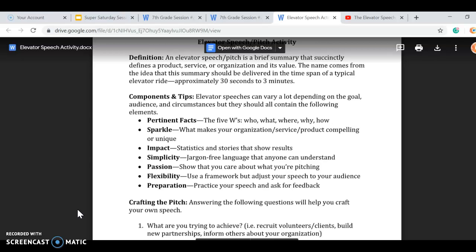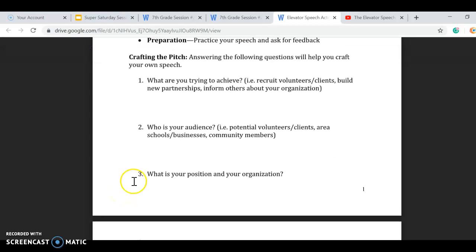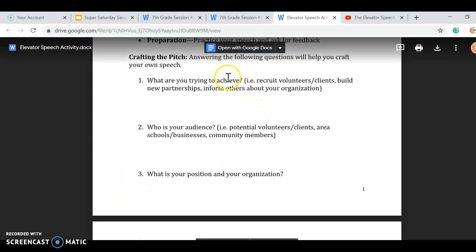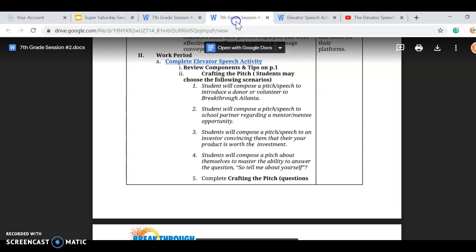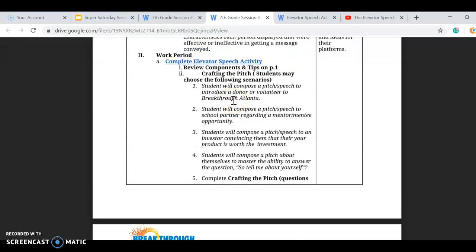making sure students understand those components. So things that you can go and articulate in detail should be pretty easy. And then they can move to crafting the pitch. So in crafting the pitch, they have to answer the following questions. 10 questions, and they are crafting a pitch based on a scenario that they want to choose. So you can write these on the board. They will choose the following scenario. So we want it to be related to college and career readiness, or just general scenarios that would be beneficial to them.